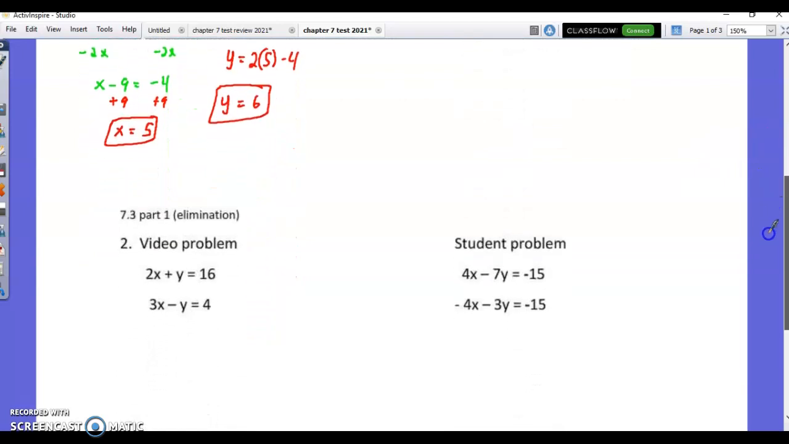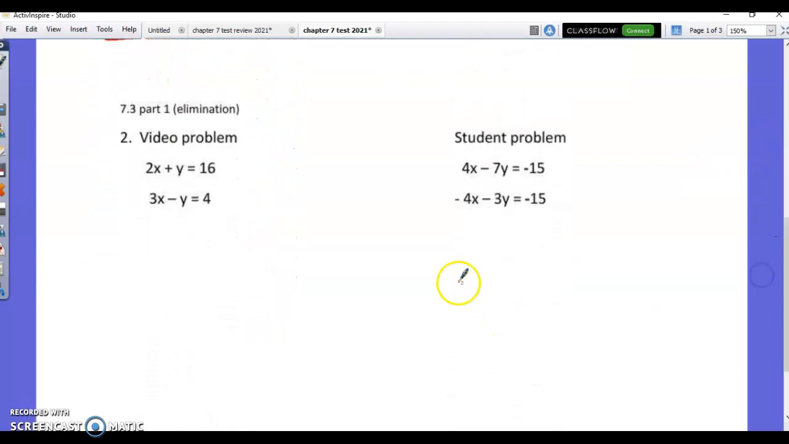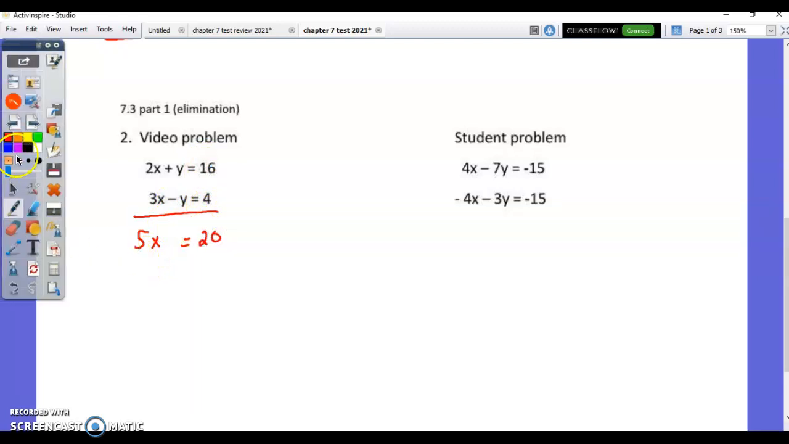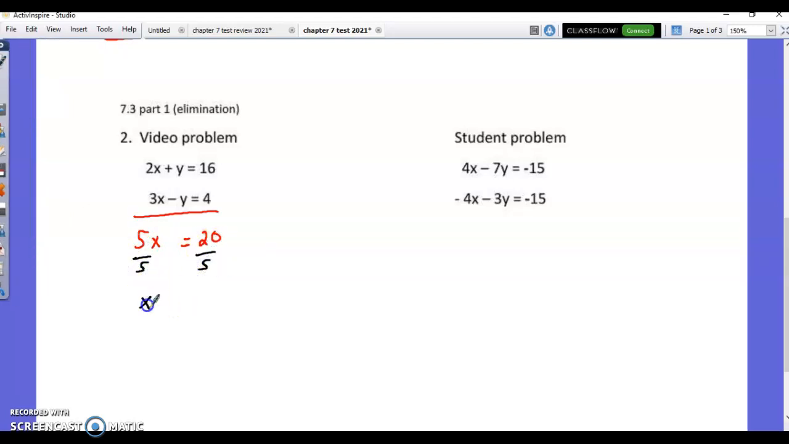Alright, the next problem is elimination, where we have something that already cancels out. In this case, my y's are going to cancel out, so I can just add these because these are opposite. So 2 plus 3 is 5x. The y's are opposite, so those cancel out. Then I have 16 plus 4, which would be 20. Now I just divide by 5. That will give me my answer. So I have x equals 4.